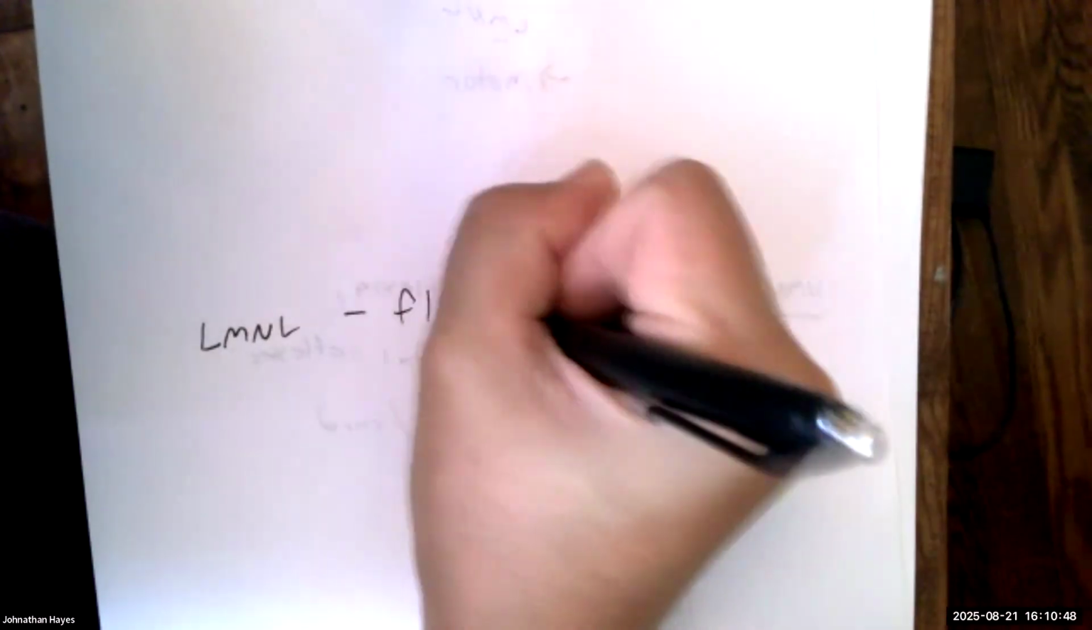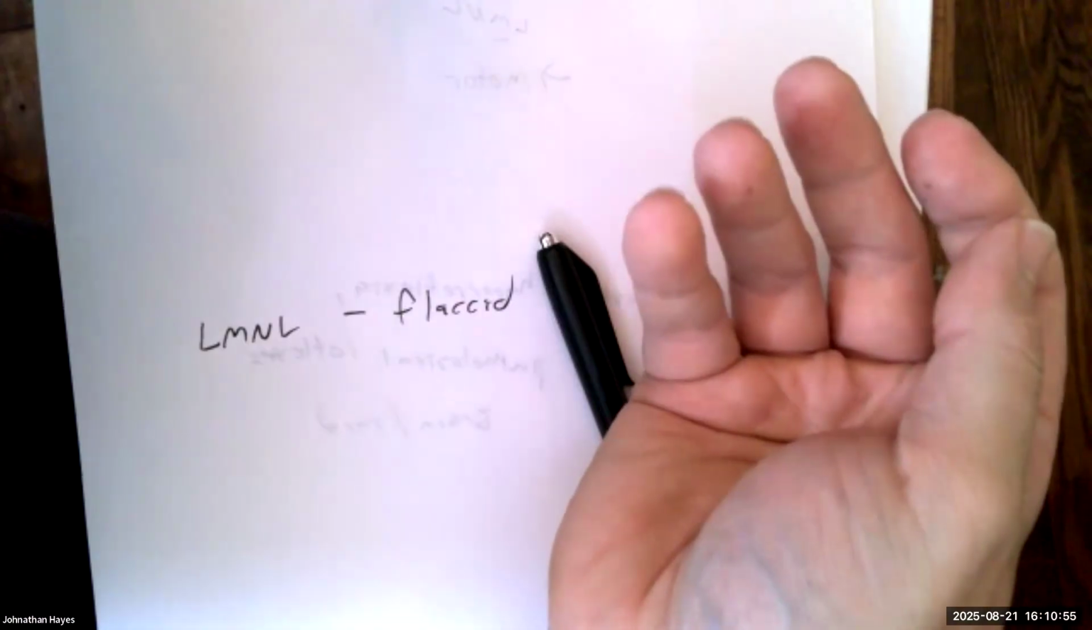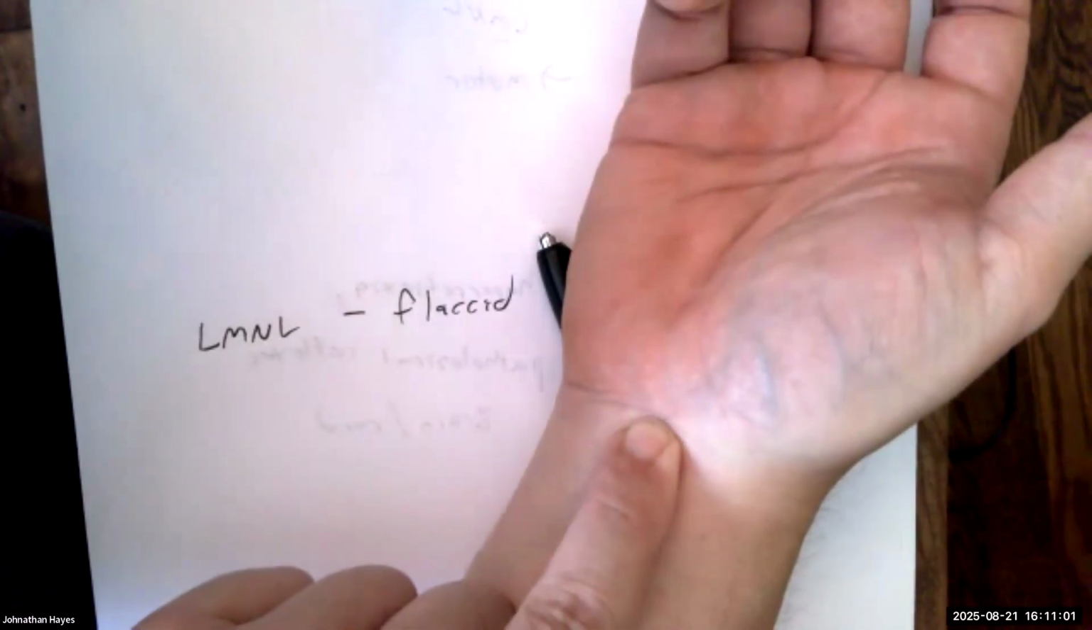Lower motor neuron lesions are the exact opposite. Typically, we are flaccid rather than spastic, so it's weak. Like you would tell the patient, squeeze my hand or something like this. And let's say we have carpal tunnel syndrome. Carpal tunnel syndrome, your median nerve gets compressed right here.